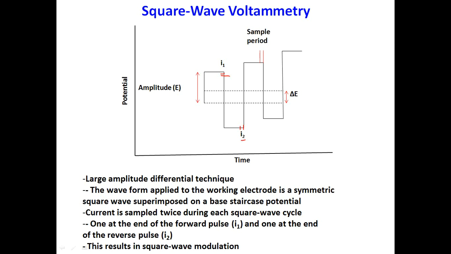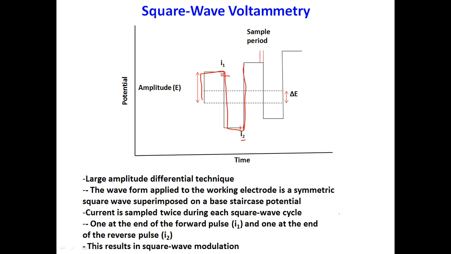The waveform applied to the working electrode is a symmetric square wave superimposed onto a base staircase potential. Current is sampled twice during each wave cycle. So this is a wave cycle, right? This is one cycle. So every time, the current is measured twice in this case.